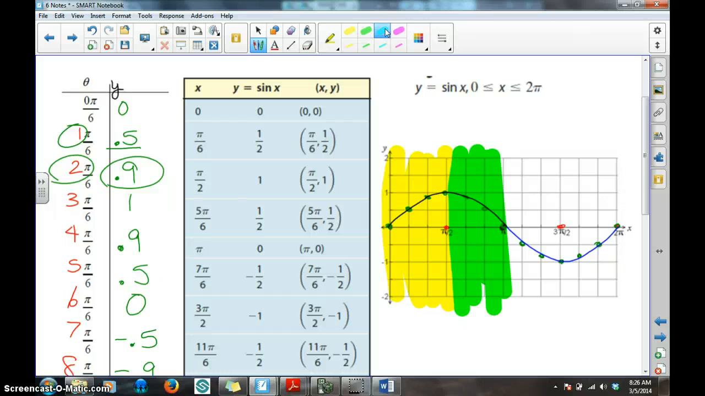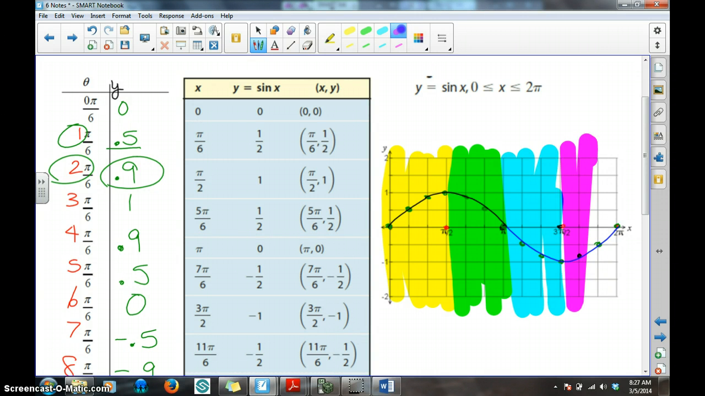What happens when I get over here in quadrant 3? It goes negative. Is it supposed to? Yes, it is. And here's quadrant 4. And that's how you linearly separate the quadrants on a graph. Can you see it? Okay, that is the sine graph. We're going to move on now to the cosine graph.